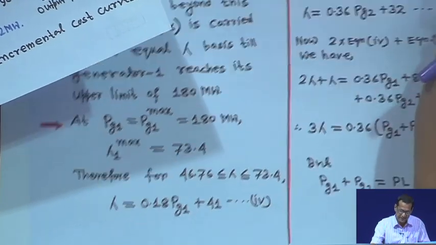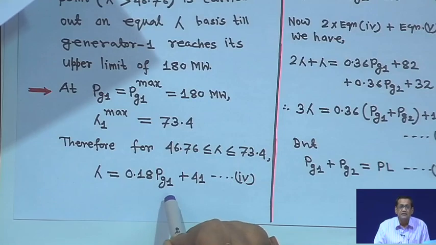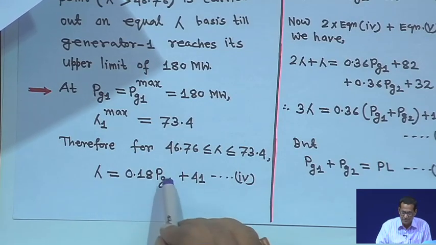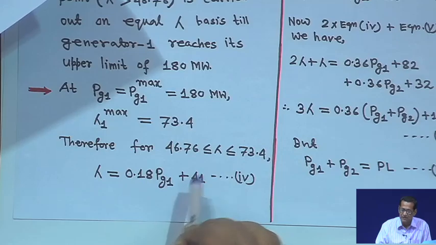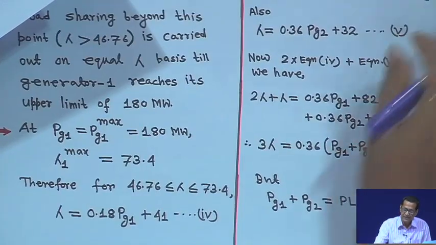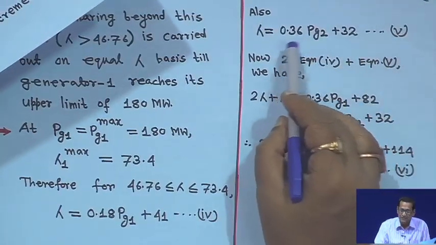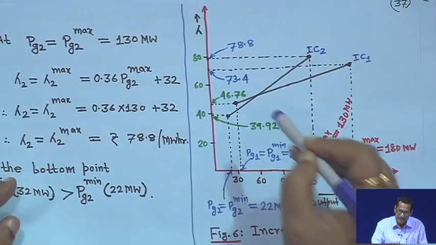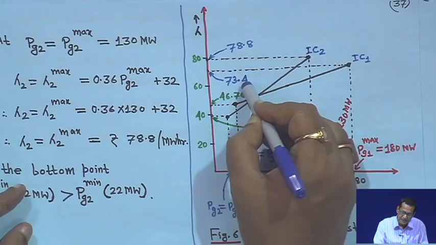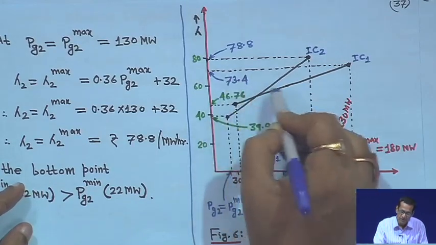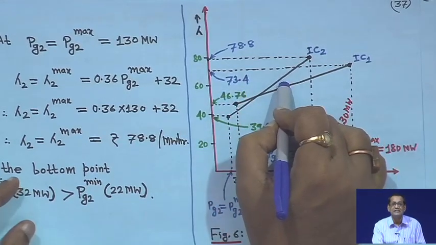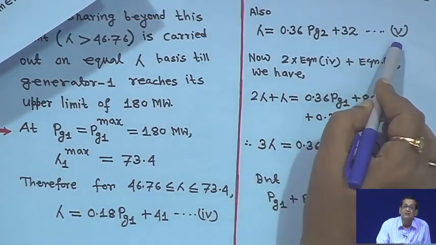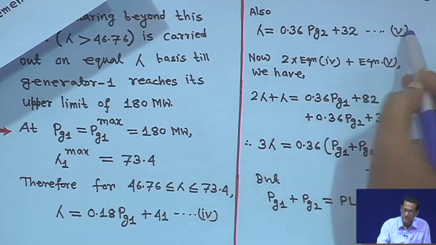This is the incremental cost characteristic that is given: lambda is equal to 0.18 Pg1 plus 41. Also, the second one is lambda is equal to 0.36 Pg2 plus 32, because between this limit, between 46.76 and 73.4, they will work on an equal lambda basis. That is why here also lambda is equal to this one. I am taking these as equation 4 and equation 5.